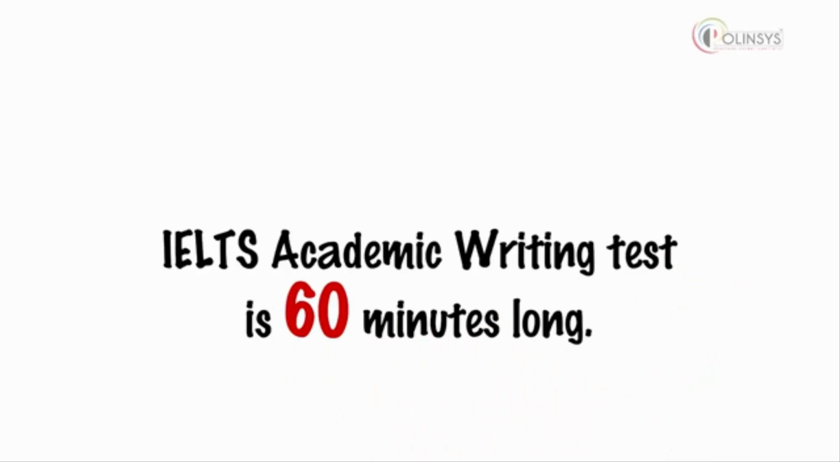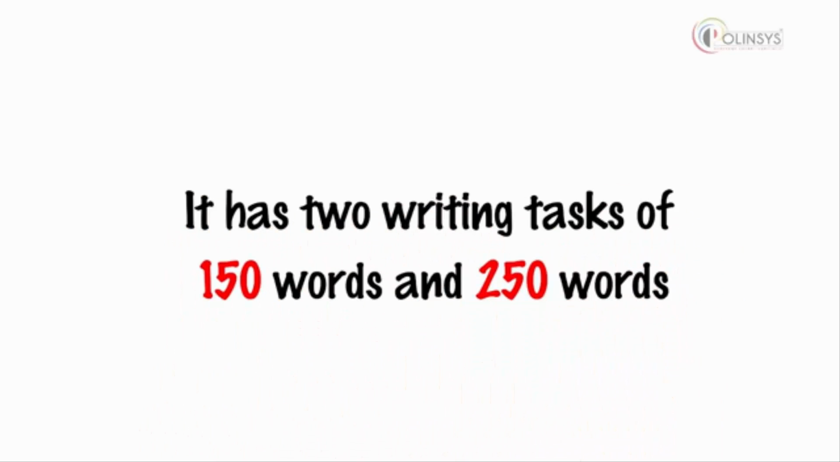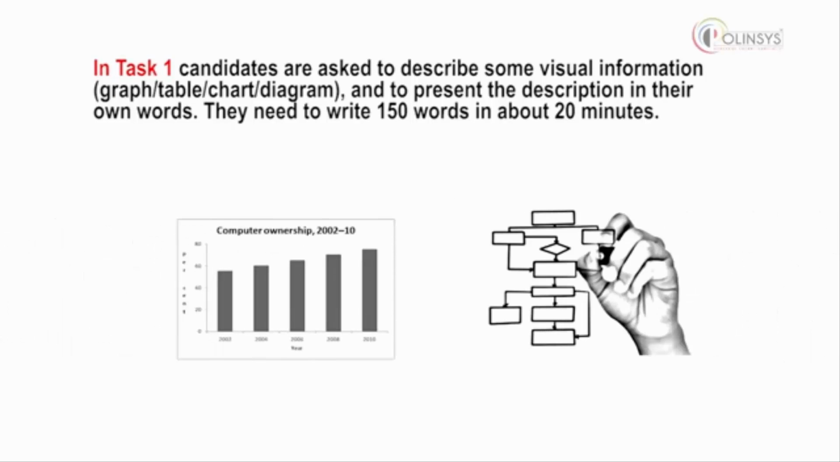IELTS academic writing test is 60 minutes long. It has 2 writing tasks of 150 words and 250 words. In Task 1, candidates are asked to describe some visual information, graph, table, chart or diagram, and to present the description in their own words. They need to write 150 words in about 20 minutes.